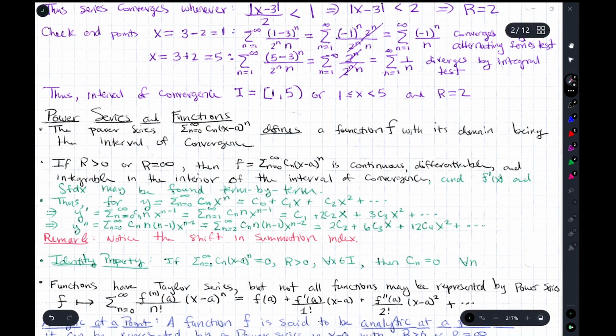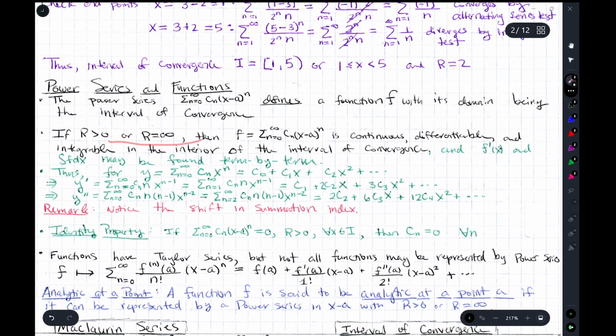All right, so let's talk about the relationship between power series and functions. The power series, in and of itself, defines a function, with its domain being the interval of convergence, of course. Otherwise, you would get divergences, and f can't be defined equal to infinity. So the power series itself is a function.